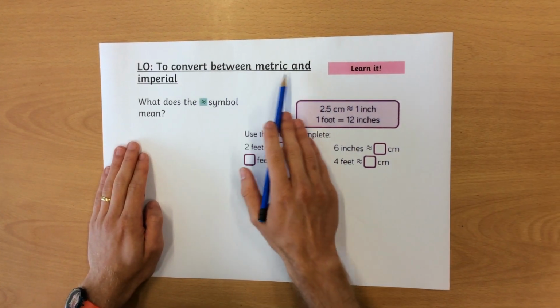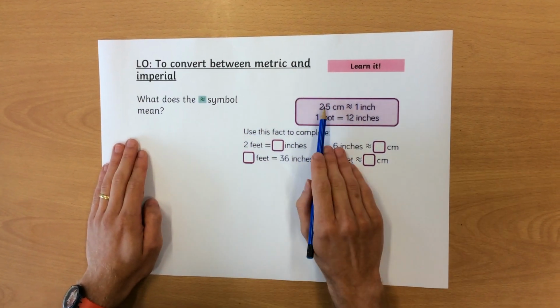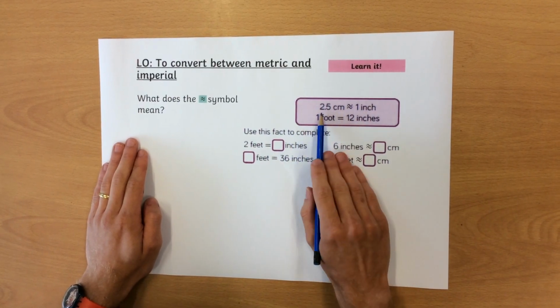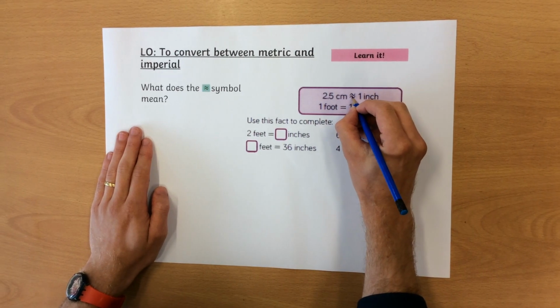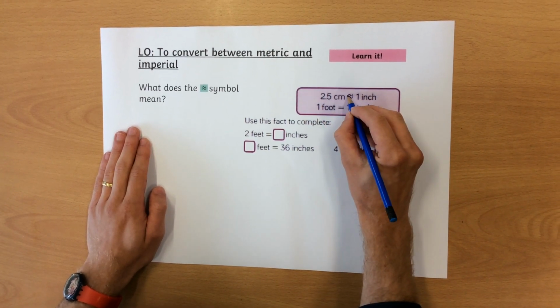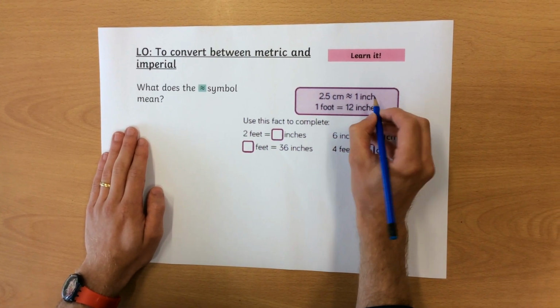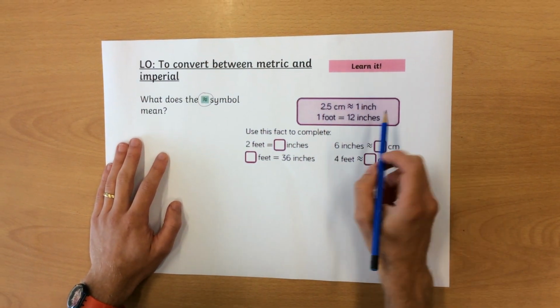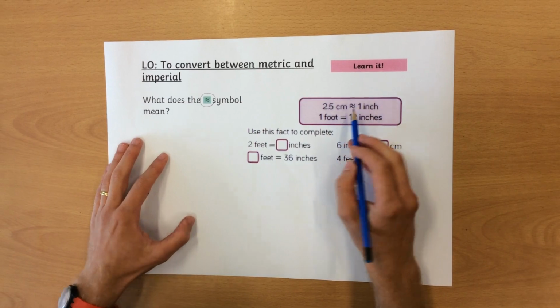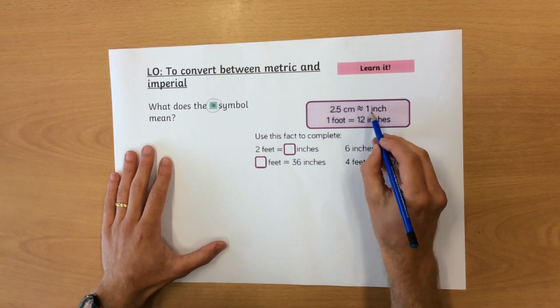So, convert between metric and imperial. Here we have our box of information: 2.5 centimeters is, and we've got that squiggly equal sign again. 2.5 centimeters, squiggly equal sign, 1 inch. So what does this symbol mean? Just to recap from yesterday, that's an approximation. 2.5 centimeters is approximately 1 inch.